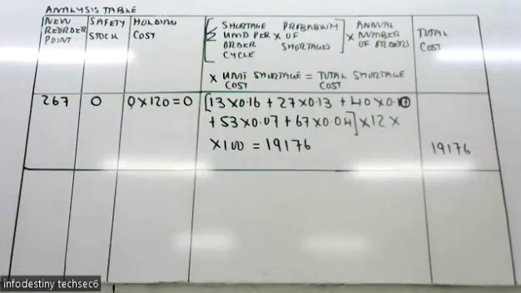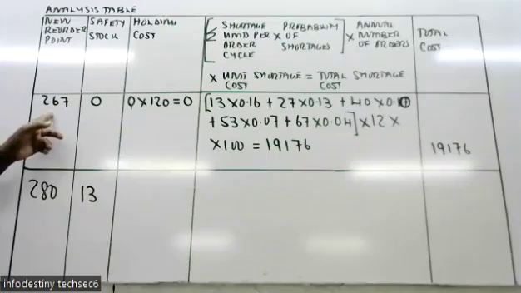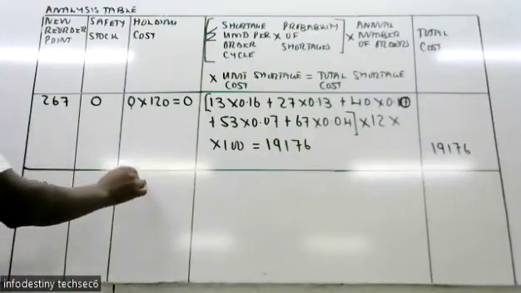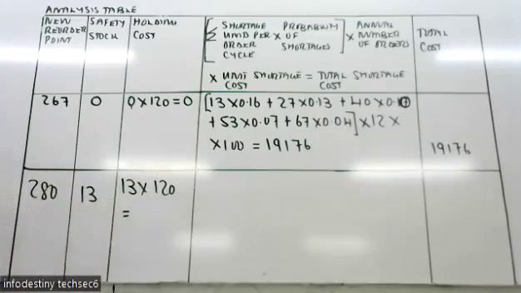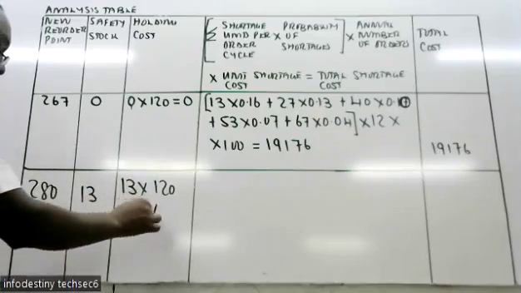Let us go to the next one. After 267, huyo mwingine amefuata, tumesema ni 280. So 280 italeta nayo safety ya 13. So that this 13 plus 267 it is 280. So the holding cost will be 13 times 120, 1560.